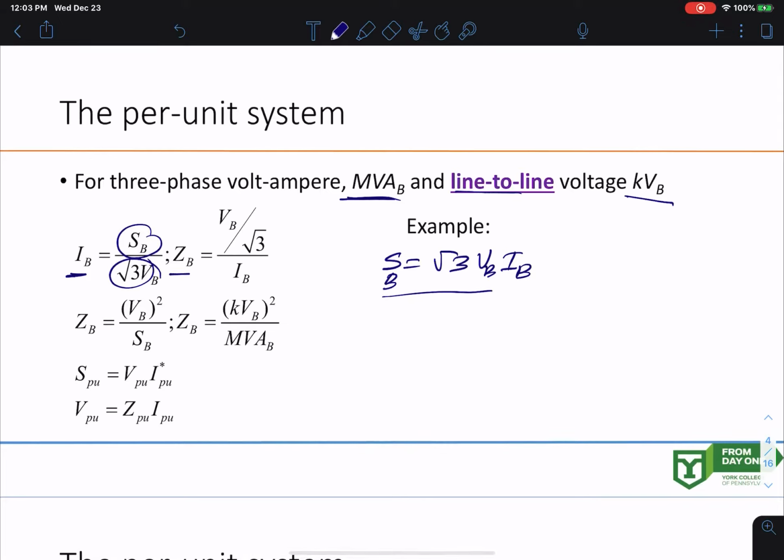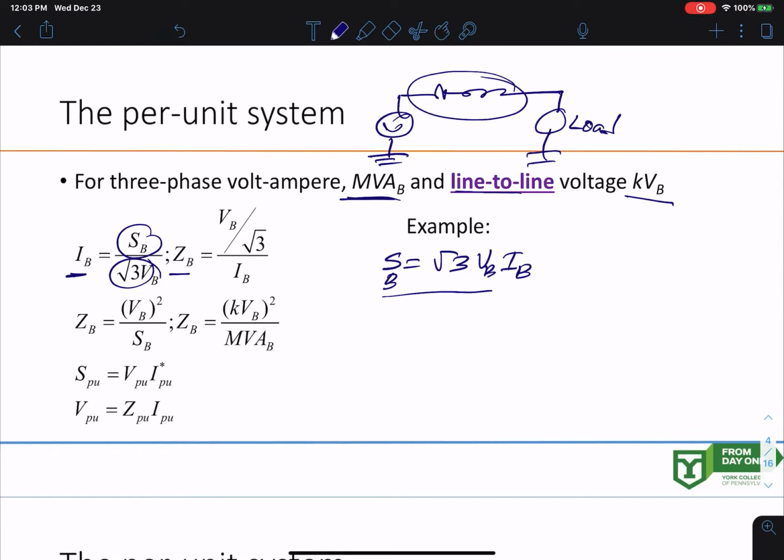And your ZB, the base impedance for the transmission line, what I'm talking about here, you have a transmission line here, right? So let's say this is your load over here, and this is your generator over here. For this impedance, the base impedance would be the line-to-neutral voltage over the base current. So now if I modify these two equations, it becomes this equation over here.